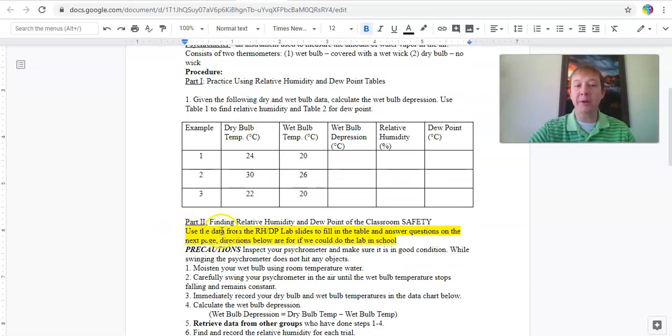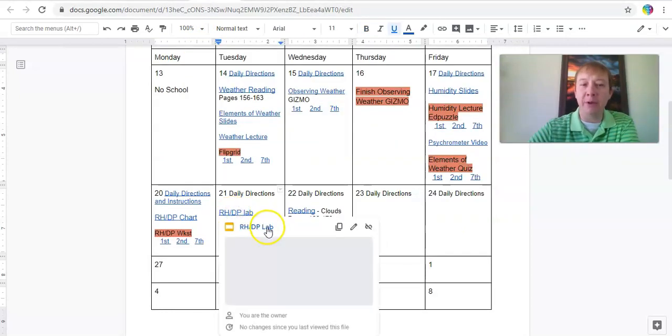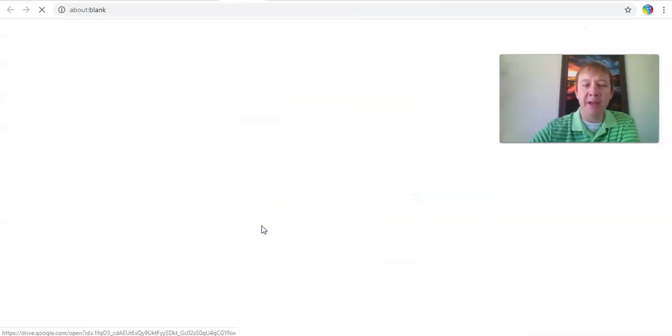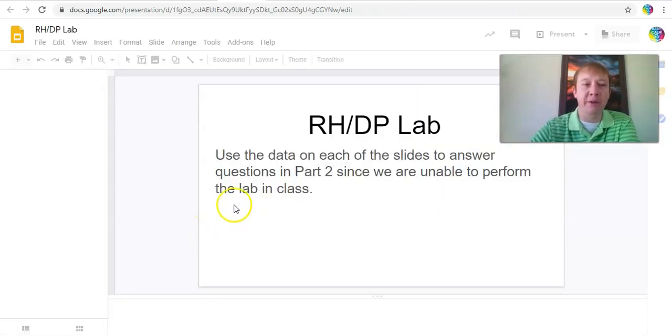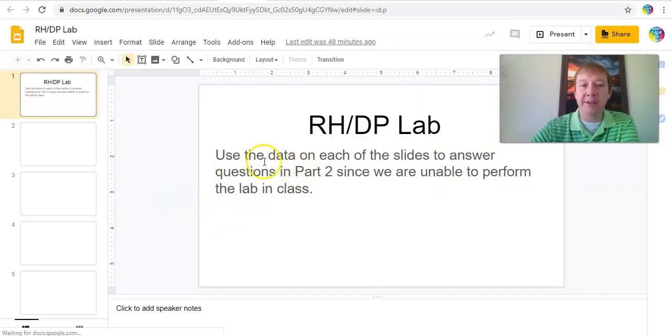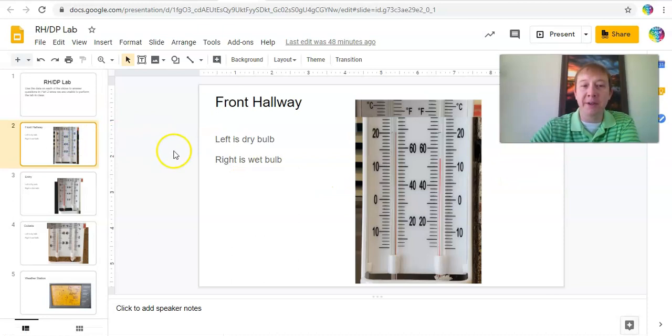For part two, then, since we can't do this actually in class, where we can actually get the psychrometers out and use them, what we're going to do is if you go back to the other day by day, I have the relative humidity dew point lab. If you click on this, it'll take you to some different readings from some psychrometers or some hygrometers that Mr. Libert created for us. So here it says use that in each of these slides to answer questions in part two, since we're not performing the lab in class. So you can see here's part two.